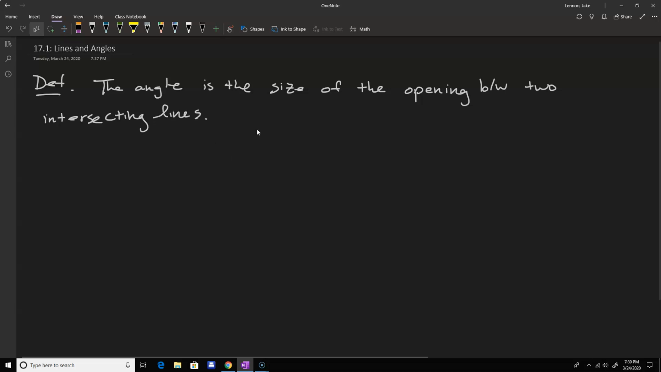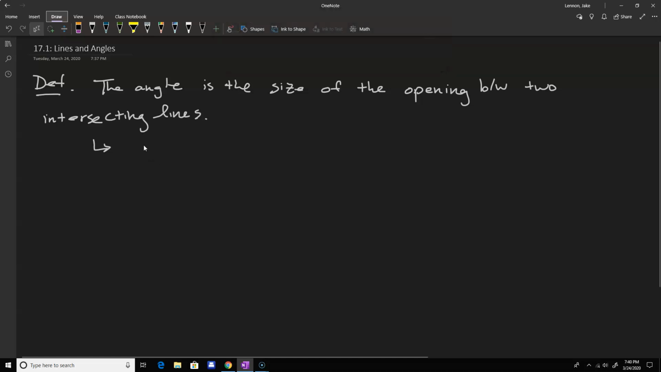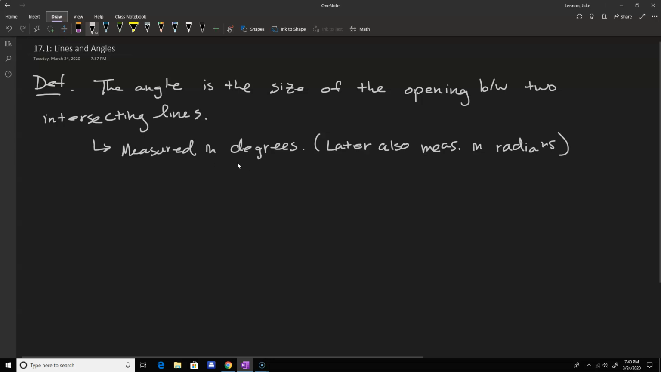So there's two primary ways to measure the size of an angle. So the first way is, in this section we'll just look at measured in degrees. Later when we talk about circles, we can introduce another way to measure them, so I'll talk about that. So later, also measured in radians. So let's just kind of think about that.